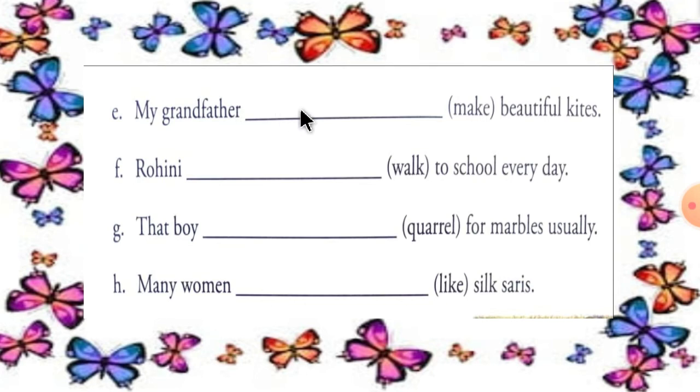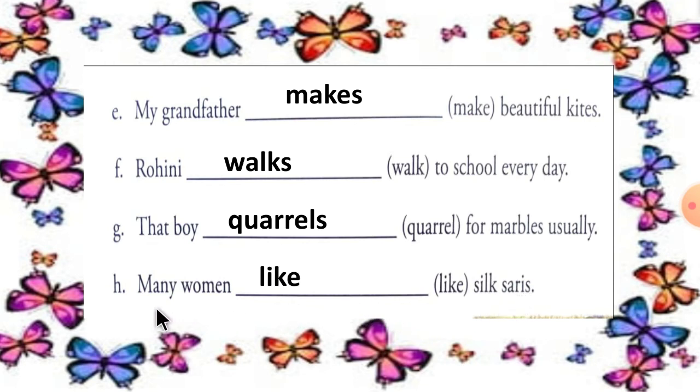Then next is, my grandfather dash beautiful kites. Makes. My grandfather makes beautiful kites. Rohini dash to school every day. Rohini walks to school every day. That boy dash for marbles usually. Answer quarrels. That boy quarrels for marbles usually. Many women dash silk saris. Answer like. Many women like silk saris.